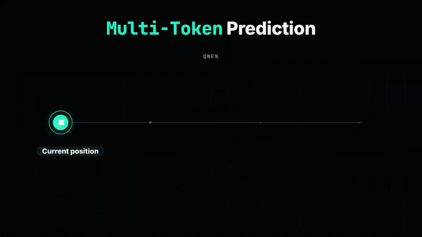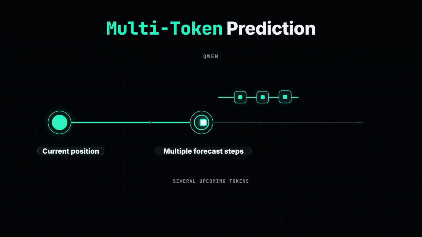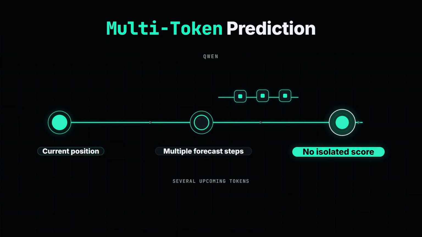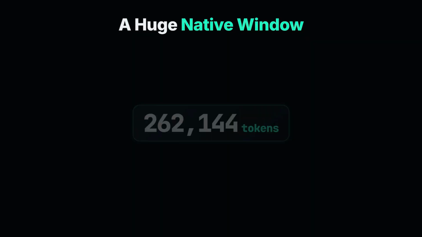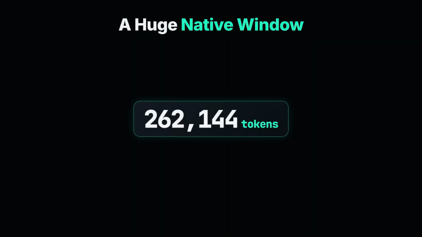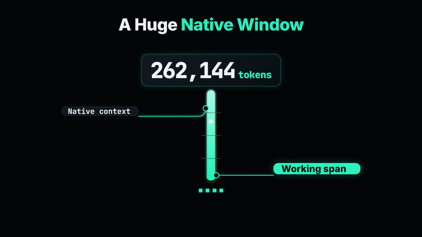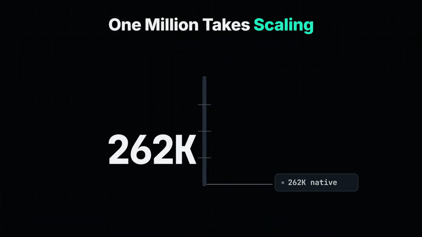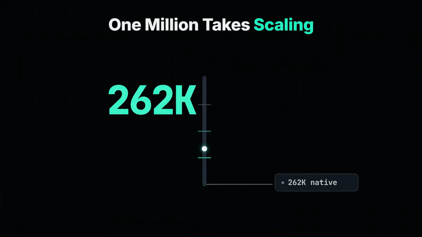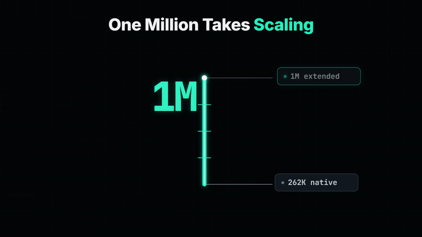Imagine training the model to forecast several upcoming tokens, not only one. Qwen calls this multi-token prediction and reports no isolated gain. A context window means everything the model can read and produce at once. The native limit is exactly 262,144 tokens. For an unusually huge project, Qwen documents extension to 1 million tokens.